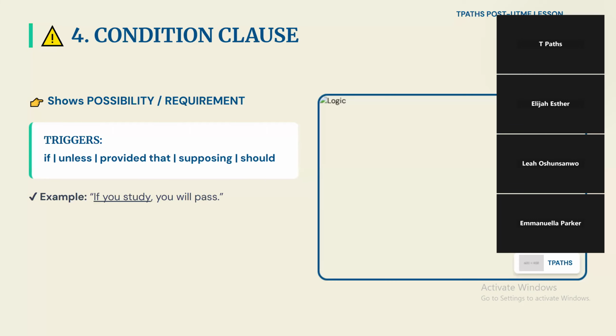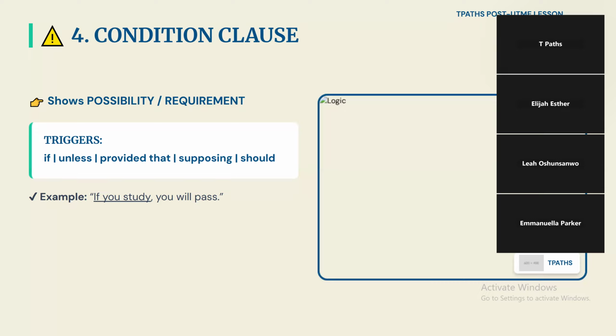So let's move on to the fourth condition now. The fourth adverbial clause is the one that explains the condition clause. It shows possibility or requirements. A condition sets a rule. If you break that rule, it won't happen. So the trigger words you should pay attention to include if, unless, provided that, supposing, and should.